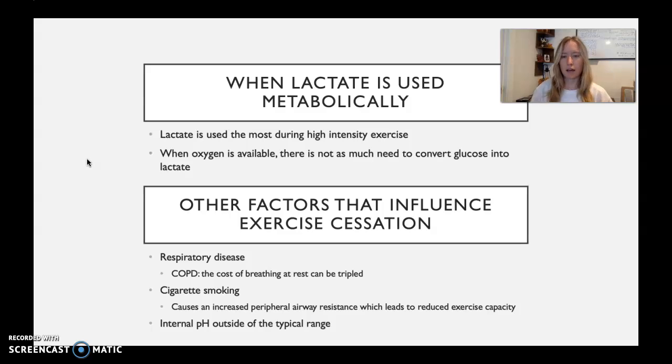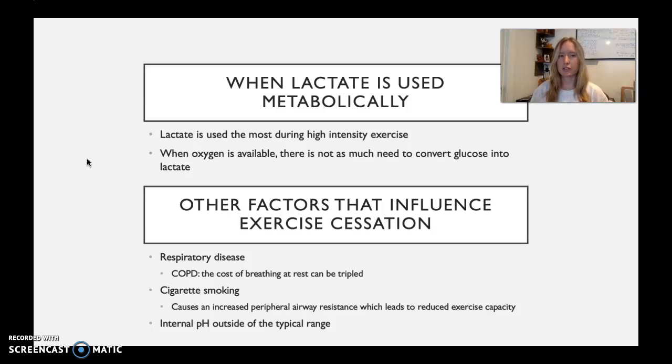Other factors influence exercise cessation. Respiratory disease can play a large role in the ability to exercise. COPD can lead to the cost of breathing at rest being tripled, which means if that person then starts to exercise, it's going to be so much harder and they're not going to be able to go for very long because of the incredible amount of energy it takes for them to breathe. Cigarette smoking causes an increase in peripheral airway resistance, which leads to reduced exercise capacity because breathing is not as easy. It makes it a lot harder to get the oxygen and everything in and out.